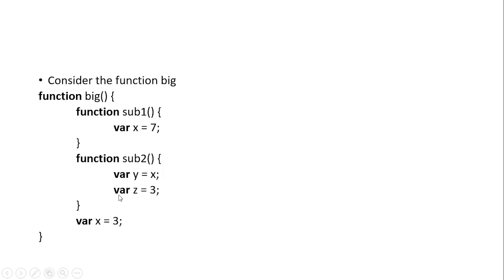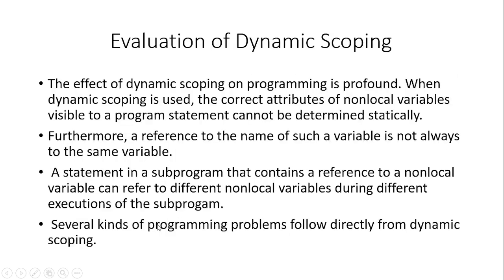But if we have static scoping, as we saw earlier, the declaration for this x, or the value of this x, will be from this variable x in big only, because that is the enclosing procedure for sub2. Okay, so that is the difference between these two.